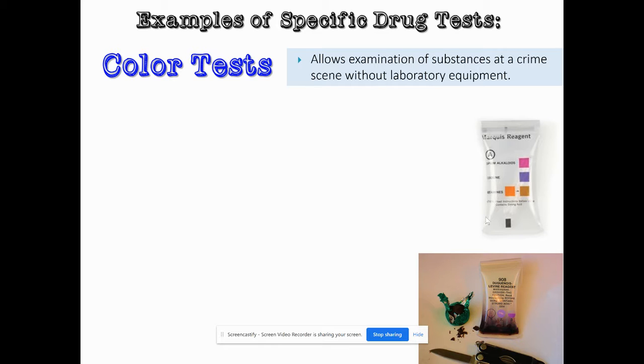Okay, so we got color tests. It allows the examination of a substance at a crime scene without laboratory equipment. And so we have this prepackaged bag right here. It's called a Marquis reagent. So basically you would open up this container and you would put in a substance.